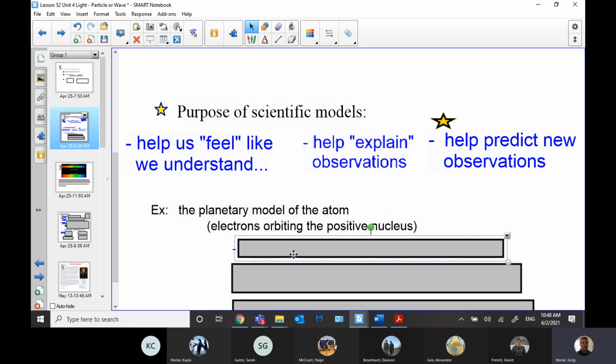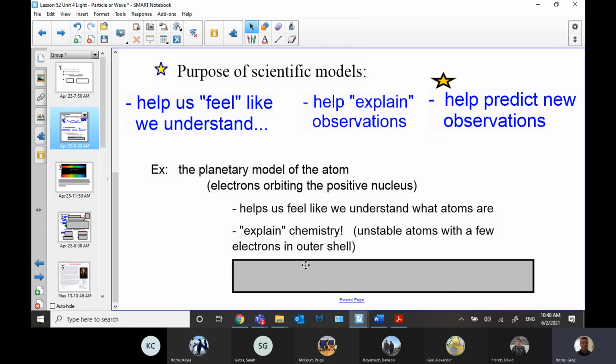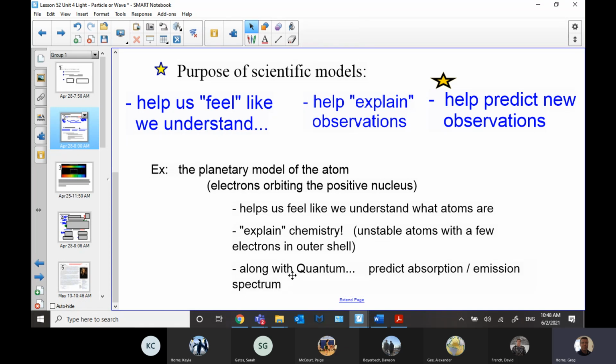So the one I've been talking about, the planetary model, helps us feel like we understand what atoms are. It helps explain chemistry, right? With the unstable atoms, because they don't have many electrons in the outer shell, the model helps us feel like we understand why sodium's reactive and so on. And then we can make predictions about new materials we discover. So you discover a material and you're getting into the category where it's going to be explosive again, so you're expecting that next atom that you discover or create or find to be explosive. You can make explanations. This is just relating to your chemistry knowledge.